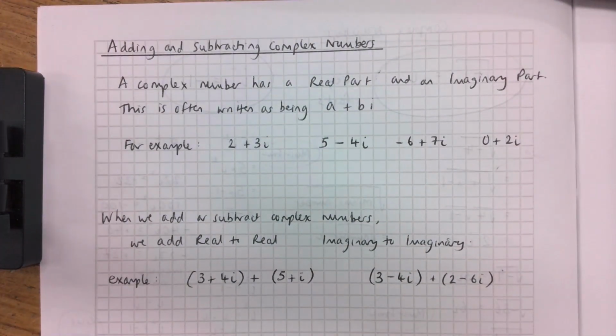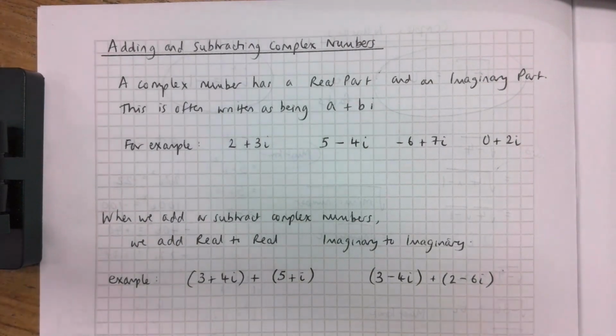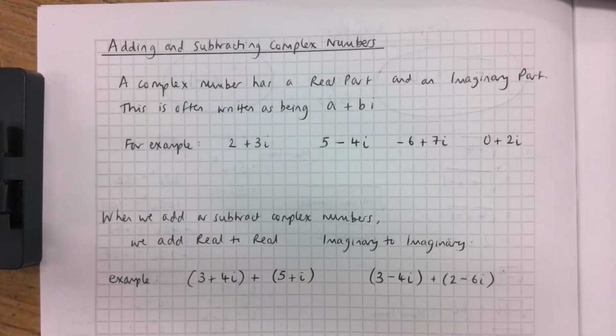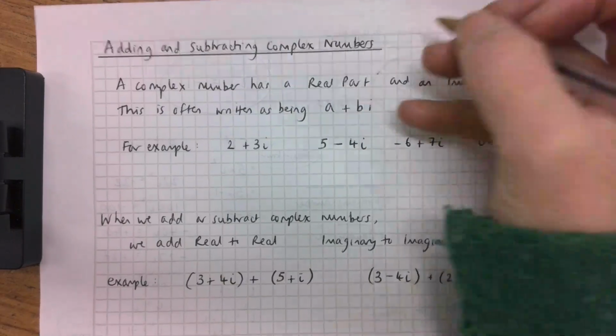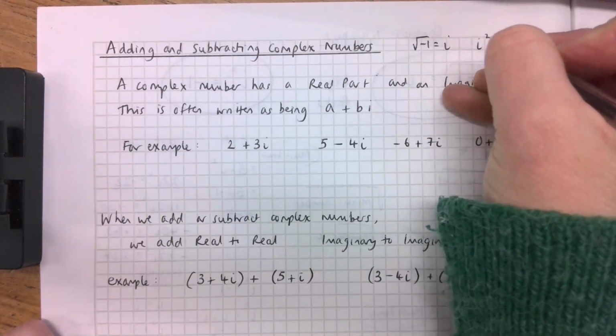Okay, so this is a video for my Form 6 pupils, and this is a video about complex numbers. We've just begun complex numbers, and I just want to record this video for those of you that aren't in class at present, or just as a revision video for anybody in relation to how do we add and subtract complex numbers. So far, if you remember, we know that the square root of -1 is i, and we know that i squared is -1.